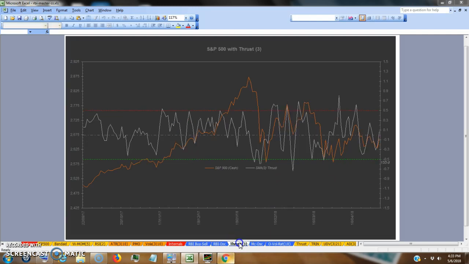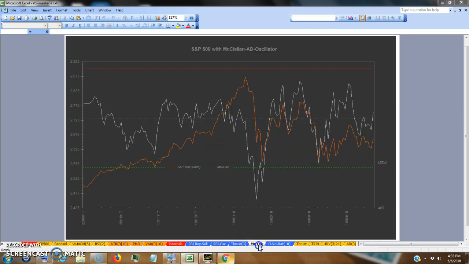Then we move on to my 3-day thrust oscillator. I said on Friday that if we had one more bad day with poor internals, we could get too oversold, an extreme down here, which didn't happen. We got the turnaround and it moved back up into neutral territory, which I've been talking a lot about. It was another case where we just needed one more really bad day to get a good washout with a 3-day thrust.